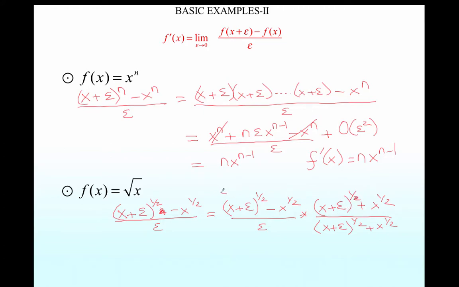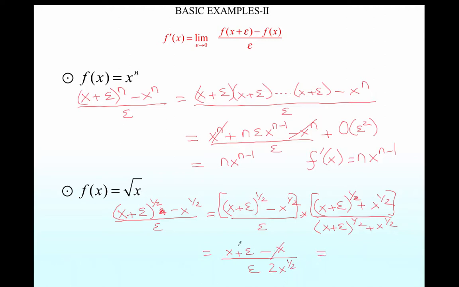And now let's note that this is like a minus b into a plus b, which means that we're going to get a squared minus b squared. In other words, x plus epsilon minus x, and at the bottom there is epsilon into x plus epsilon to the half plus x to the half, but epsilon is very, very small compared to x. I'm assuming x is not 0 over here. So we can neglect this epsilon compared to this x over here. And so we get at the bottom 2x to the power half.